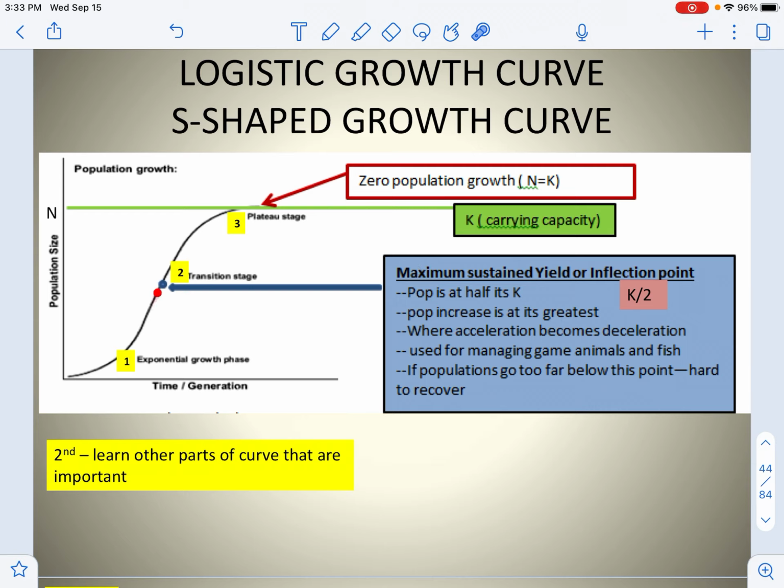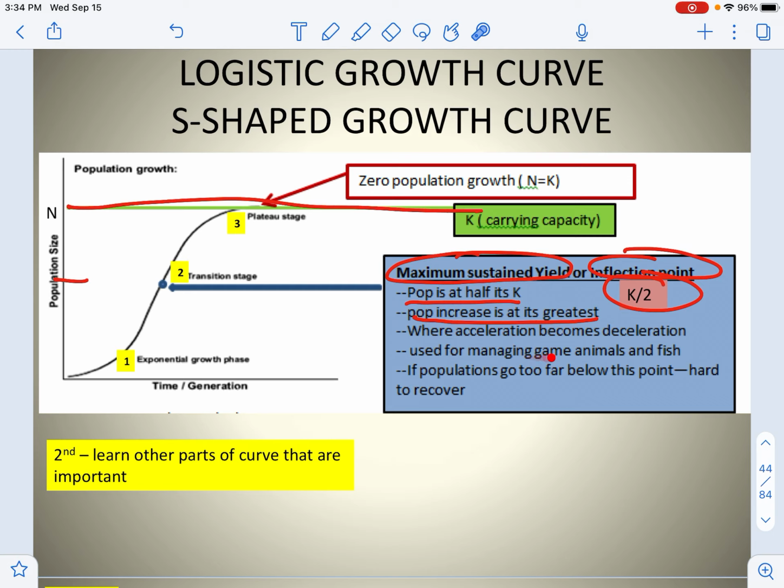This point right here, right in the middle as you're going up, is what we call the maximum sustained yield, or the inflection point, or sometimes K divided by 2 because it's half of the carrying capacity. So if this is my carrying capacity, the inflection point is always half. It's K over 2. All of those are the same thing. It's where the population is half of its K. This is where the increase is greatest because it's growing exponentially, and then here's where it starts slowing down. This is where acceleration becomes deceleration.